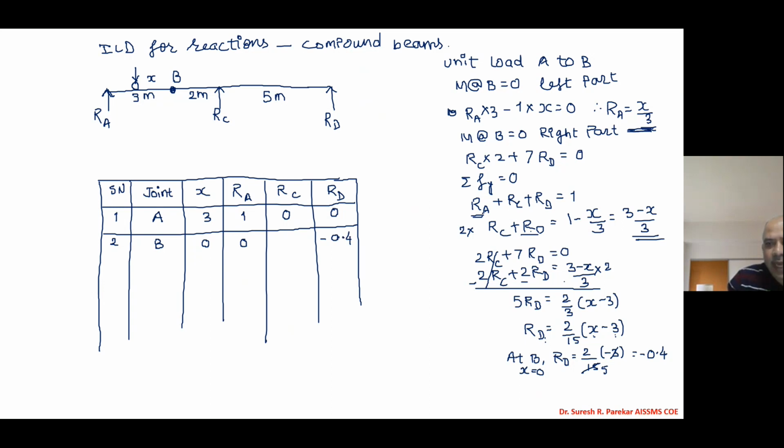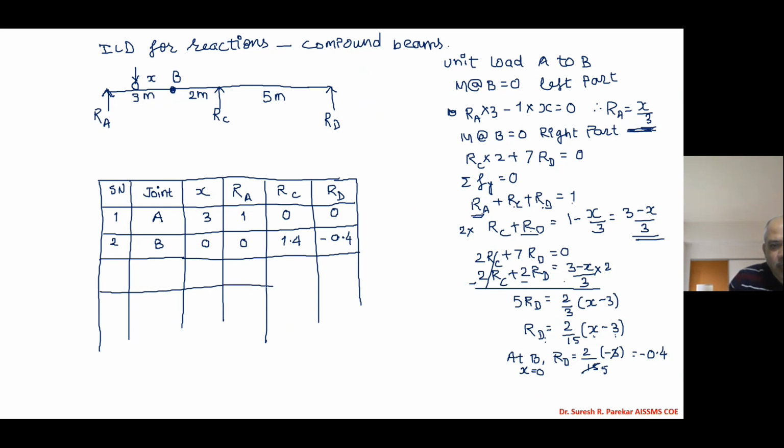And we can have this, RA plus RC plus RD equal to 1. RA we have 0. RD we have minus 0.4. So RC automatically we will get as 1.4. So we will have this. Now in this case, we have unit load between A to B.